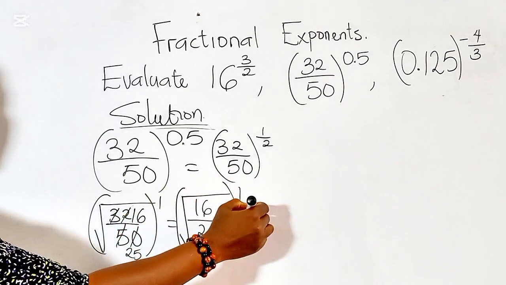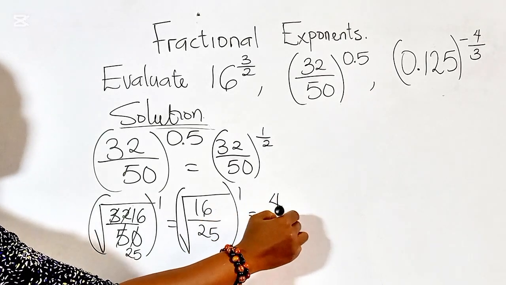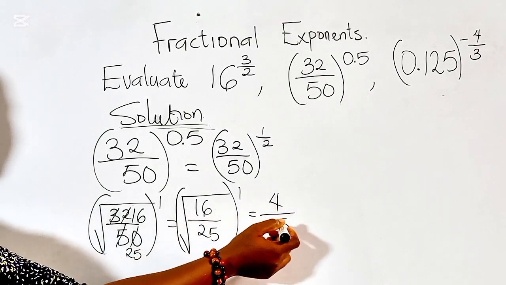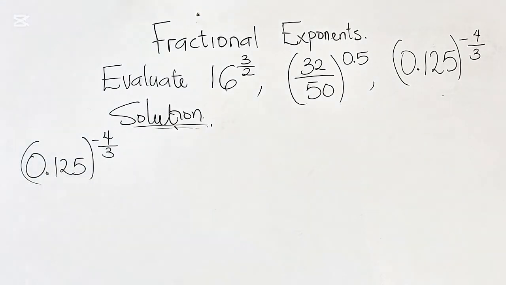The square root of 16 is 4, and the square root of 25 is 5. So our answer to the question is 4 over 5. I want you to take a look at this third question and see if you can attempt it.